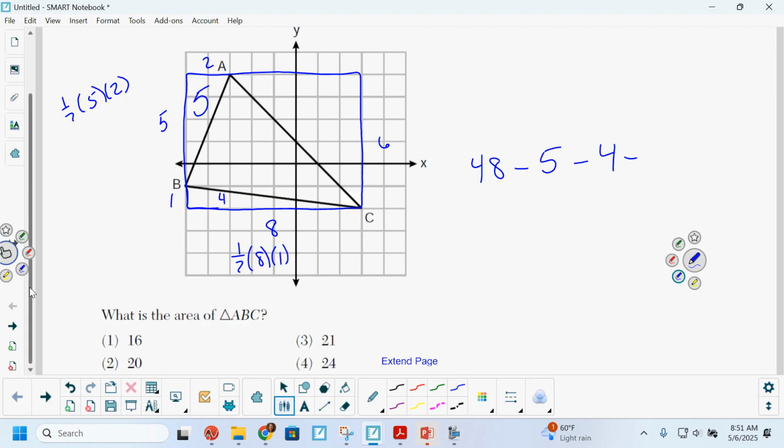And then the big triangle here is 6 by 6. So 1/2 6 times 6 gives me an area of 18. So I'm just going to take away those 3 areas from the rectangle, and I get 48 minus 27, or 21. So definitely the easiest way to do it.